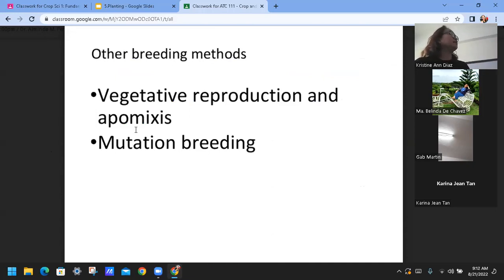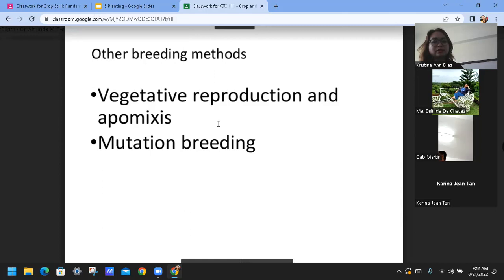We have vegetative propagation and apomixis, which I mentioned, and mutation breeding. Apomictic crops are a separate lesson. But in short, you remember in apomixis, two seedlings can grow in one seed because there is nucellar tissue or clone. Usually only the clone survives, while the fertilized or pollinated seedling is absent. Usually they are more vigorous.